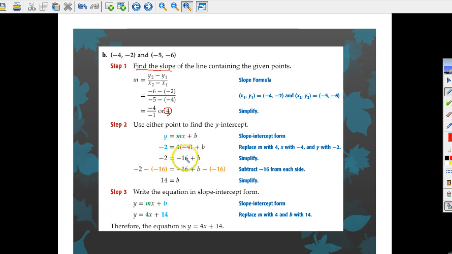Okay, 4 times negative 4 is negative 16. Add 16 to each side, or subtract negative 16, same thing. And now you have b is 14. Okay, now rewrite your equation: y equals 4x plus 14. And that's your final answer. Okay?